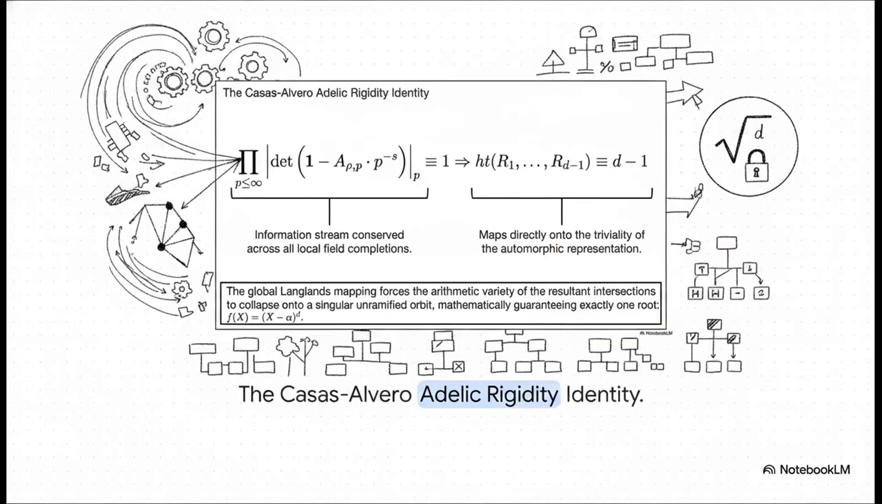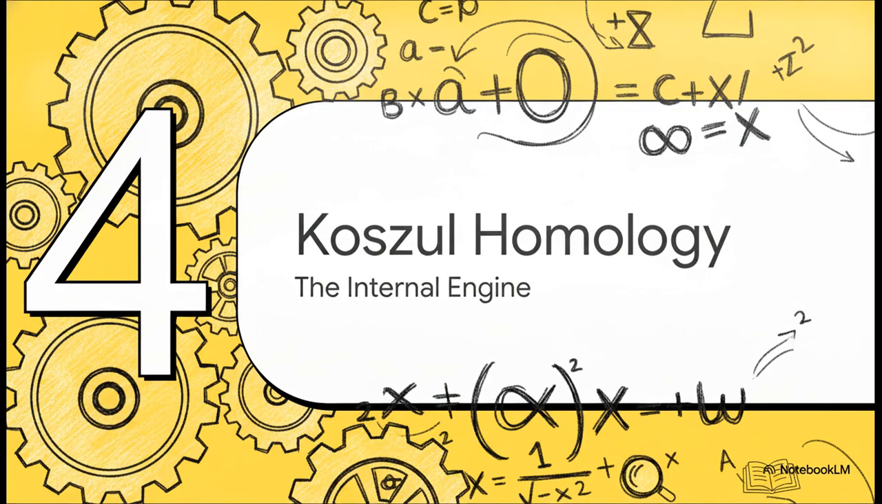Now, I want to slow down just a bit here because we really need to appreciate this rigorous resultant to spectral identity. Notice that determinant equation. The information stream is totally conserved across all local field completions. Because a global conductor of 1 literally cannot accommodate local ramification at any prime, the arithmetic variety collapses onto a singular unramified orbit. And that mathematically guarantees exactly one root in its algebraic closure, which gives us the definitive proof that f(x) = (x - alpha)^d. Let's look under the hood.